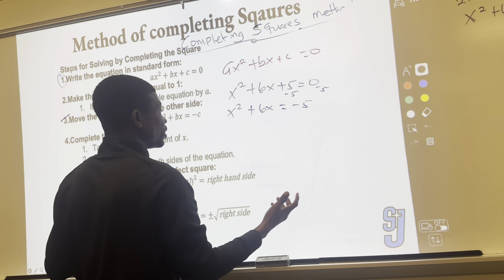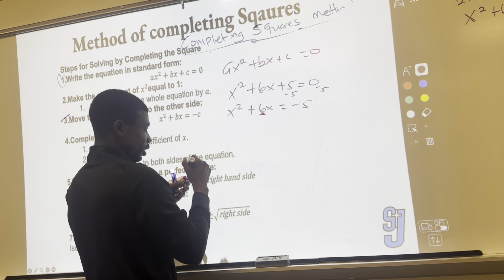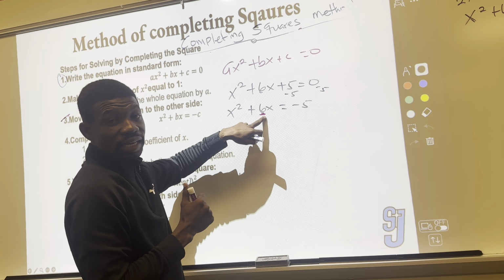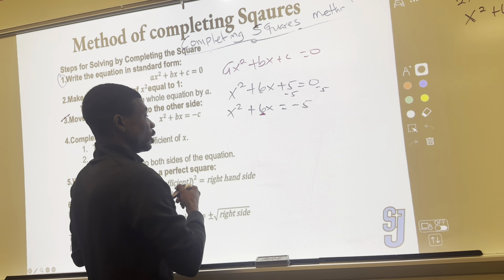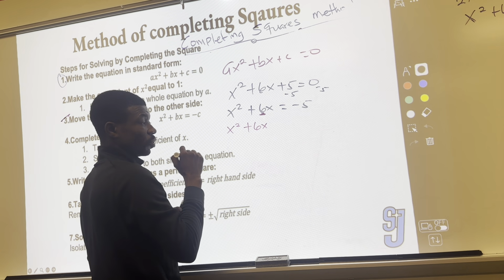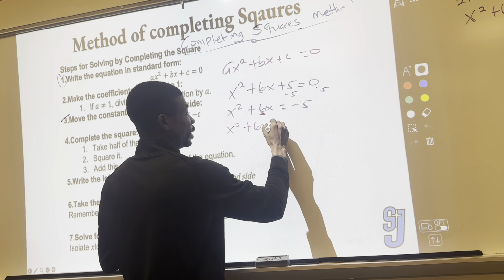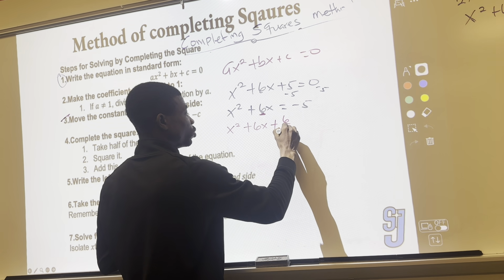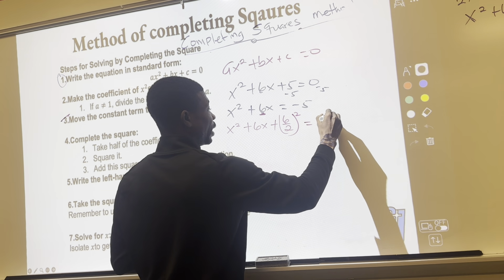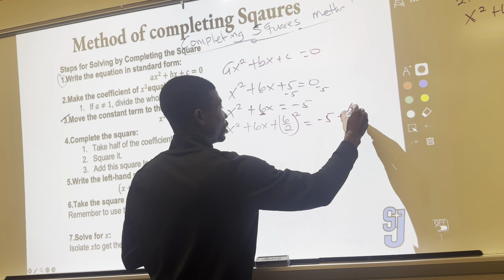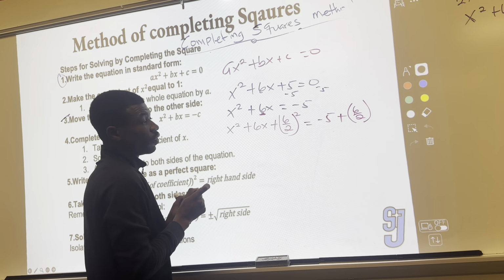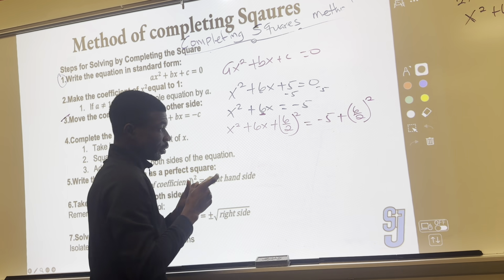The fourth step says that I consider the coefficient of x. So what's the coefficient of x? The coefficient of x is 6. Now what do I do with it? Just write the equation that I have originally, and add this over 2 squared, equals minus 5 plus 6 over 2 squared.